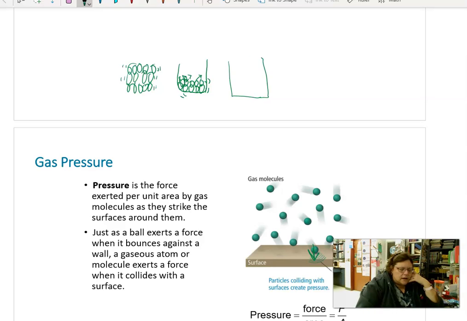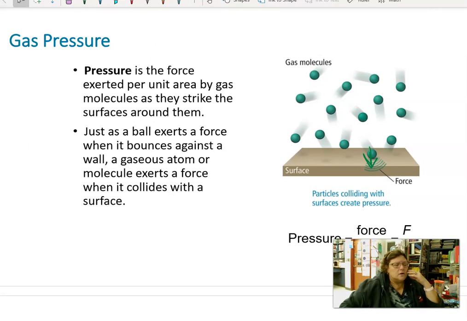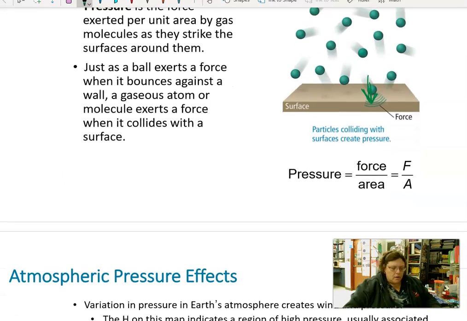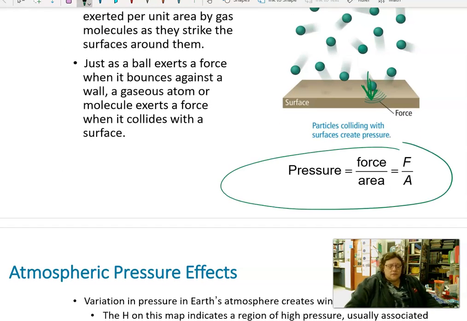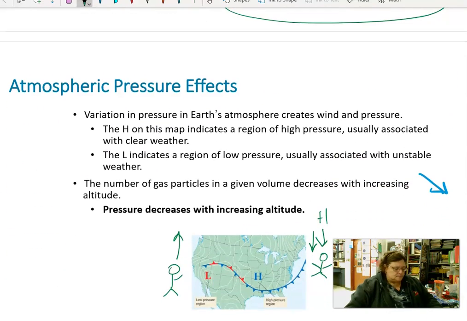A gas, on the other hand, has enough energy that it basically escapes and takes the shape of the container. Okay, instead of being lined up at the bottom like a solid or a liquid, it can take up the whole space. And that's what we're getting ready to talk about. Gas pressure is the pressure exerted by gas molecules as they strike surfaces. So here the gas molecule hits the surface, it's going to exert pressure. All right, we calculate pressure, for those of you who've done physics, by taking force divided by area.